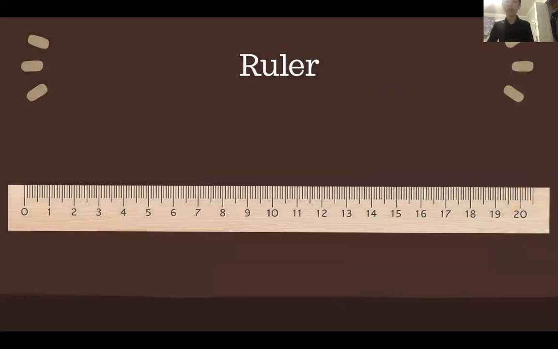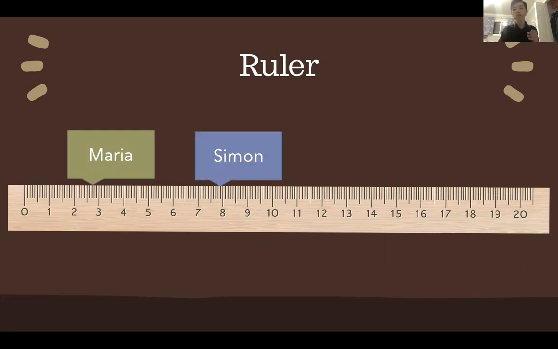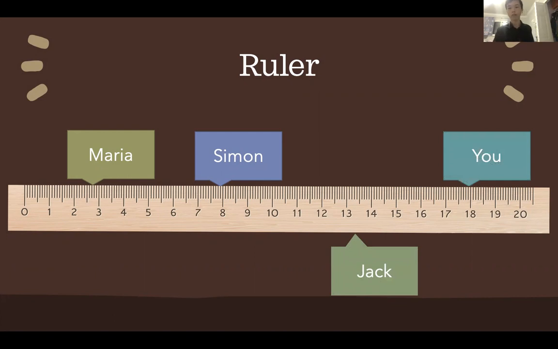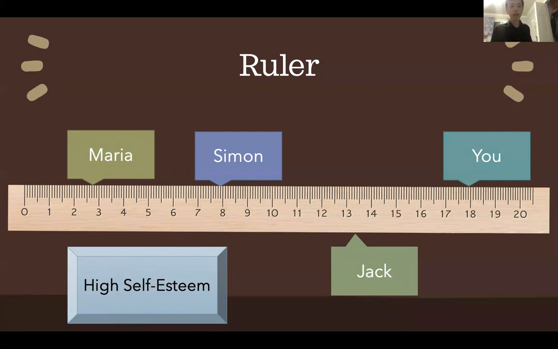So here's my ruler we have here. So the topic I'm going to talk about is, say, basketball. So Maria is on the lower side of her skill in basketball. She's not the best at basketball. Simon is sort of okay at it, and Jack is, I guess, advanced, but you are better than them. And this result will be a high self-esteem because you're comparing yourself between others and you see that the majority of these people are worse than you at basketball. So you think of yourself as highly better than them.